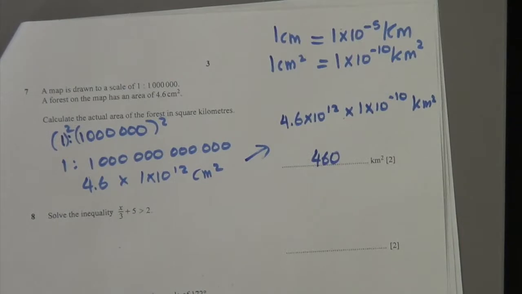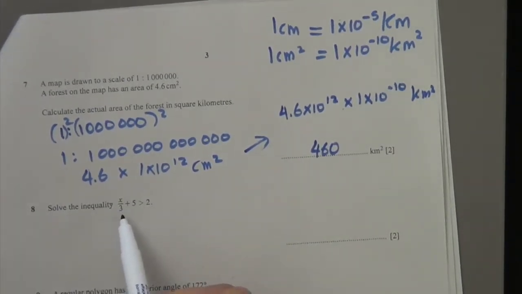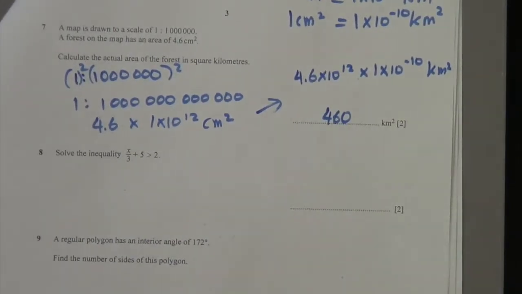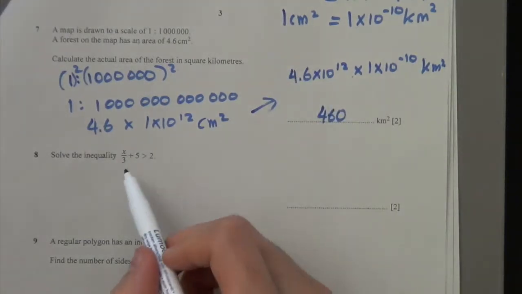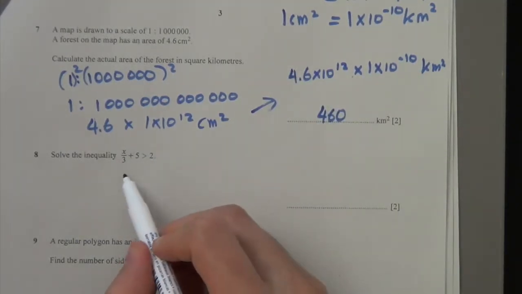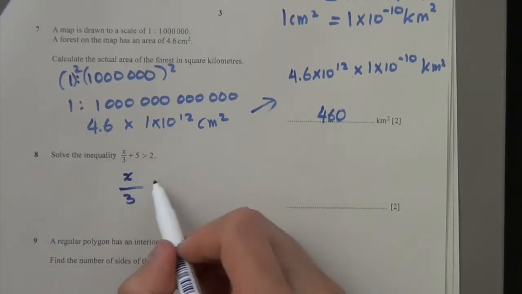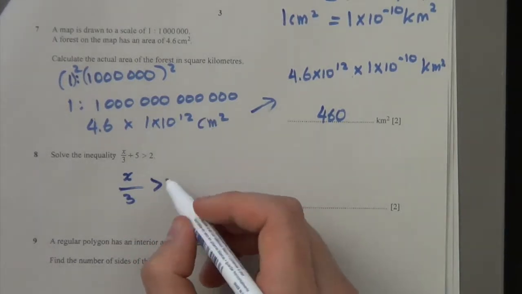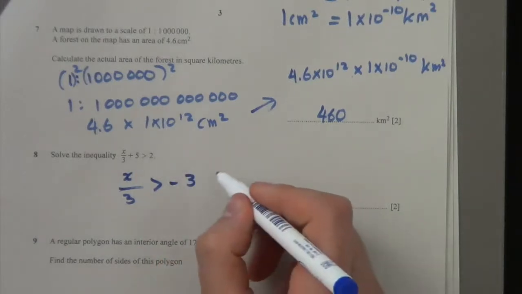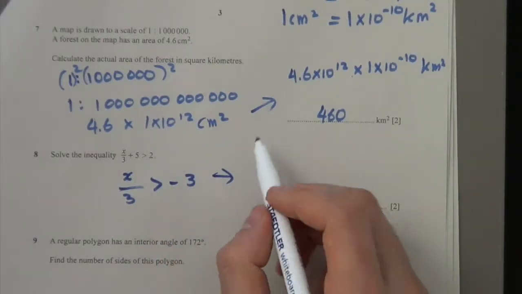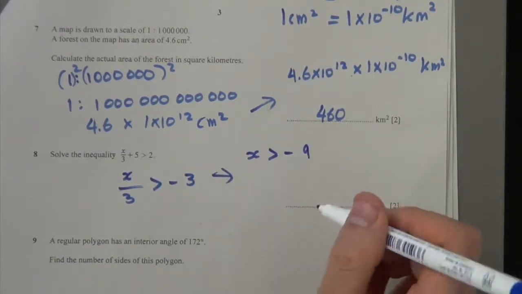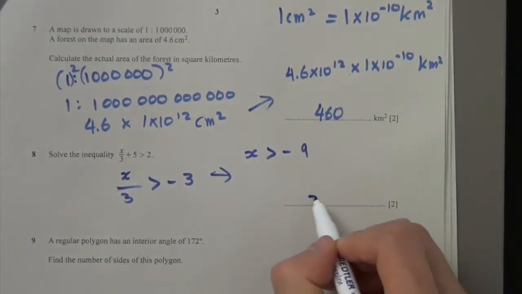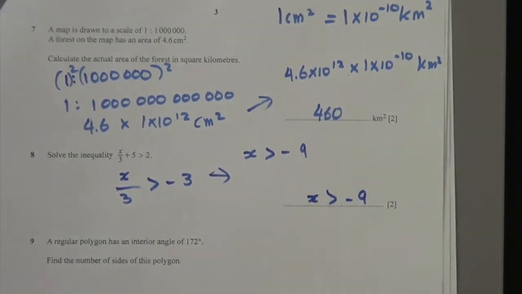Right, the next bit, solve the inequality x over 3 plus 5 is greater than 2. Okay, so this is a very straightforward example. All you need to do here is just treat it as a normal equation. So what I'm going to do, I'm going to minus 5 to both sides. So I get x over 3 is greater than 2 minus 5, which is minus 3. Now I'm going to times 3 to both sides. So I get x is greater than minus 9. And that's my answer. Simple as that. x is greater than minus 9.